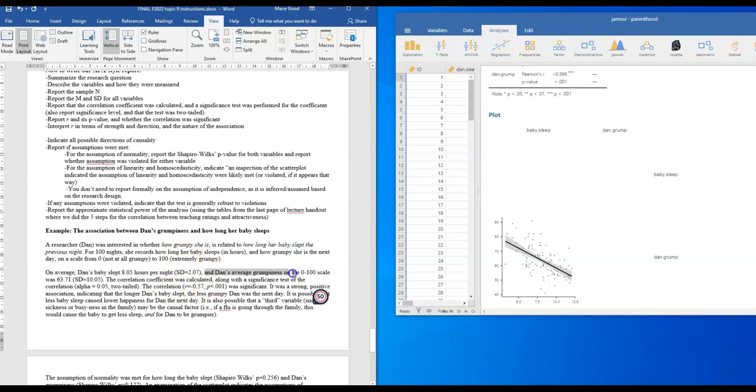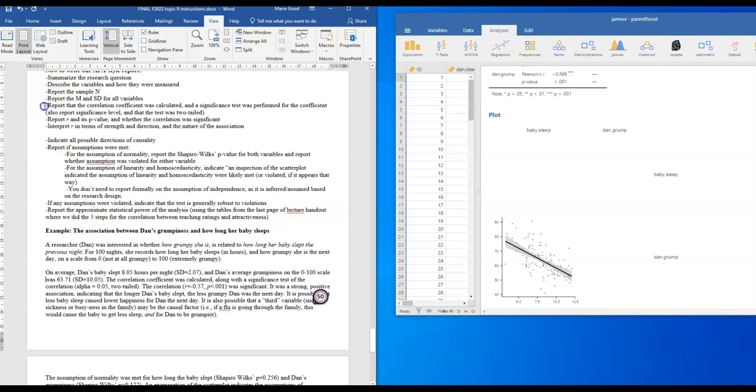Then we do the same thing for the grumpiness. And again, notice that I'm not just saying Dan's average grumpiness was 63.71 and the standard deviation. It is easier for the reader to understand if you say, Dan's average grumpiness on the 0 to 100 scale, kind of reminding them again of the scale, what the average was. So that's mean and standard deviation.